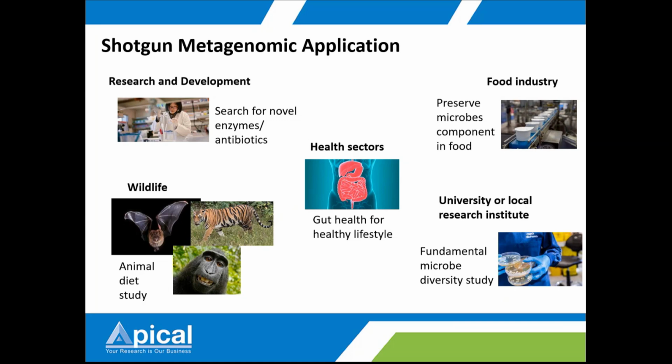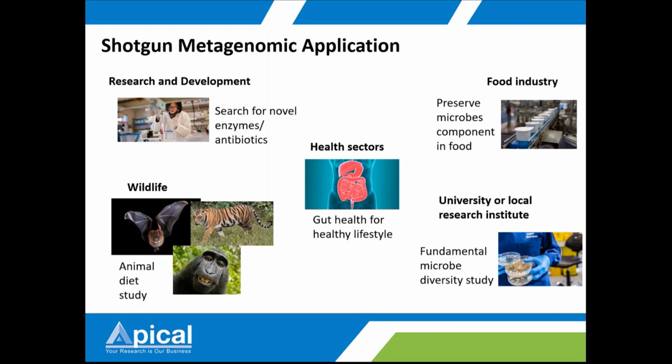So this is some examples of shotgun metagenomic applications, right? For example, in the food industry, health sector, wildlife, university or local research institutes. This is just some examples. There are many more, right?